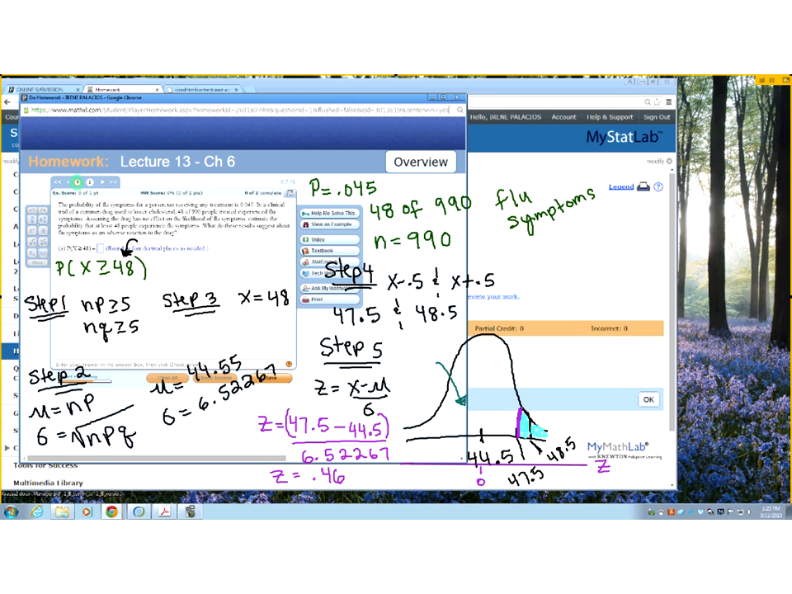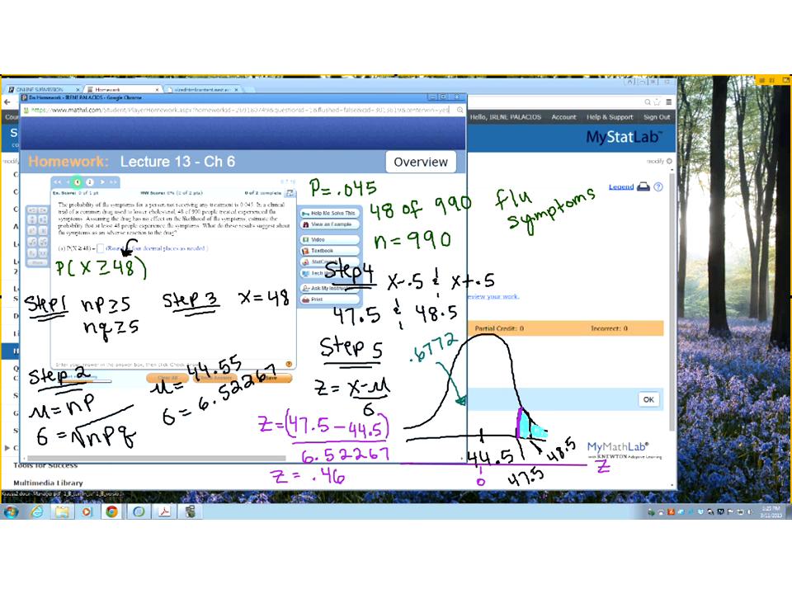Did you guys get 0.6772? Okay, 0.6772. So if you look up the Z value of 0.46 on your standard normal tables, table A2, then you're going to get 0.6772. That's the area to the left.